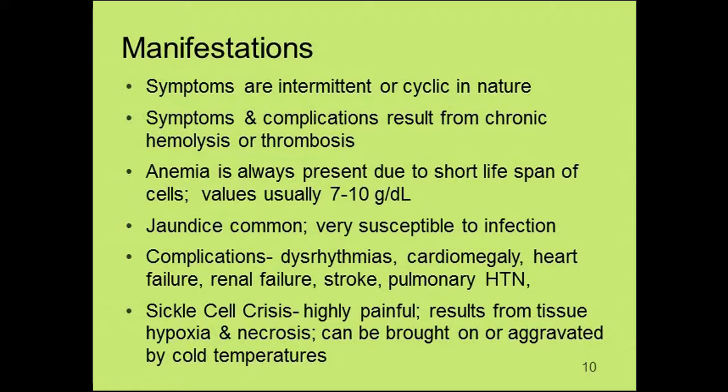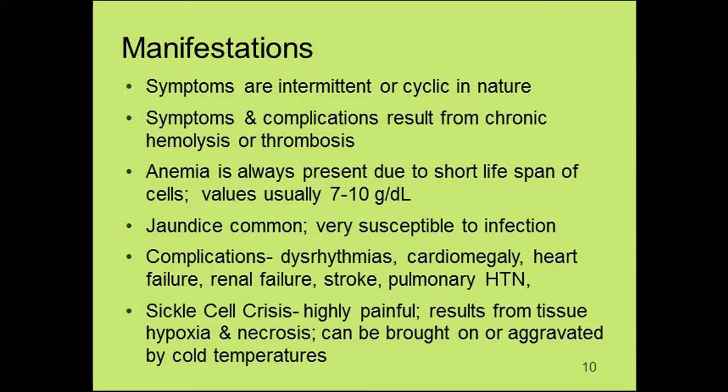These patients are always anemic. They usually live anywhere from 7 to 10 hemoglobin all the time, and that's just because their red cells have such a short lifespan. They are very prone to be jaundiced, and they are susceptible to infection, very susceptible to infection. Especially pneumonias, osteomyelitis. They are also very prone to stroke, renal failure, heart failure, pulmonary problems, dysrhythmias, cardiomegaly, things that are going to result from lack of oxygen to primary organs, or ischemia, dysrhythmias, ischemia of the heart, anything that's related to a lack of oxygen, okay?